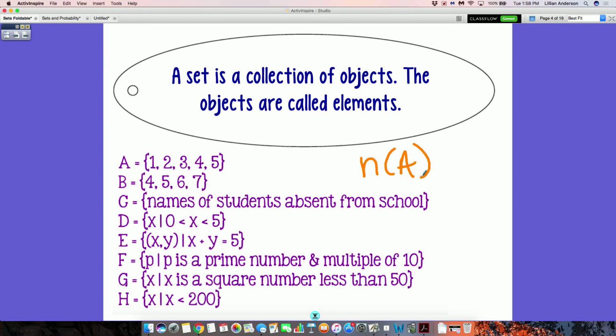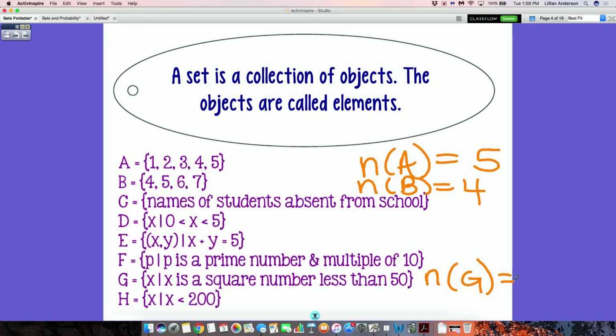How many elements are in set A? So N of A would be 5, because there are 5 numbers in that set. You see what I mean? What would be N of B? 4, because there are 4 numbers in set B. You can only do this for finite sets. Okay, what about N of G?